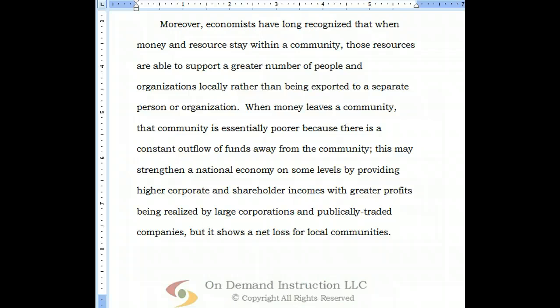Moreover, economists have long recognized that when money and resources stay within a community, those resources are able to support a greater number of people and organizations locally rather than being exported to a separate person or organization. When money leaves a community, that community is essentially poorer because there is a constant outflow of funds away from the community. This may strengthen a national economy on some levels by providing higher corporate and shareholder incomes, with greater profits being realized by large corporations and publicly traded companies, but it shows a net loss for local communities.